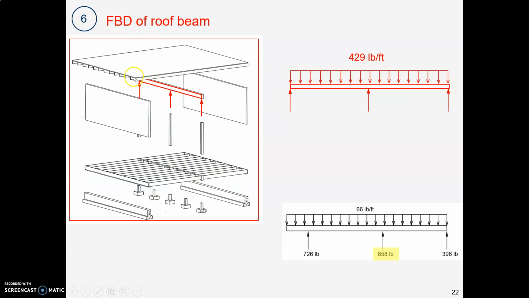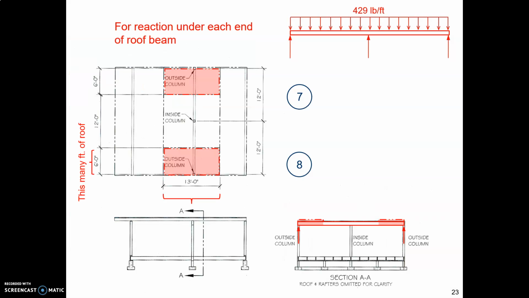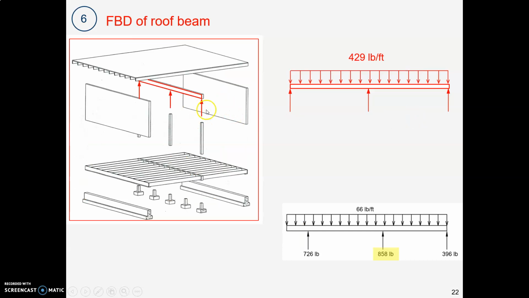So here's our roof beam. There are our rafters. Distributed load on top. And every 1 foot of roof delivers 429 pounds per foot. Okay, so now let's think about the reactions under the roof beam, each one of these 3 arrows. So we are looking at these 3 arrows, which are the holding up reactions from these 3 posts.